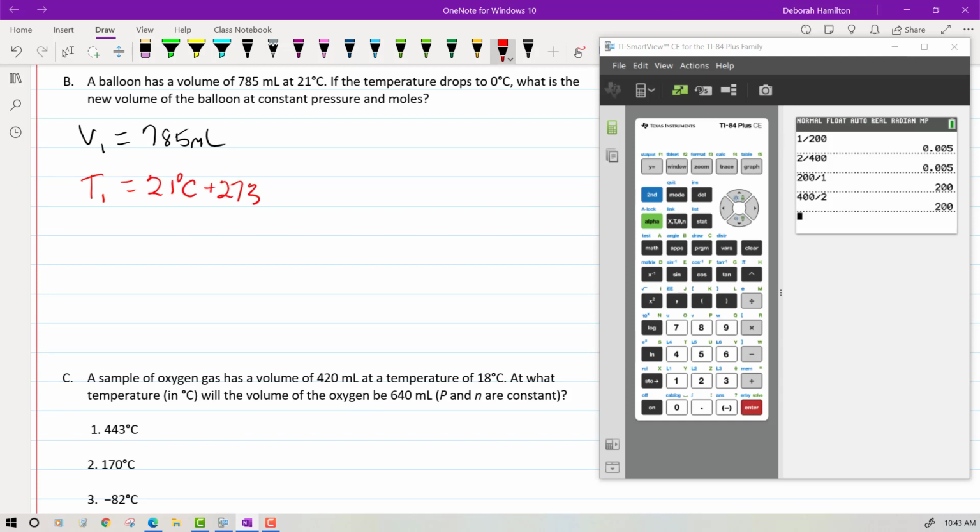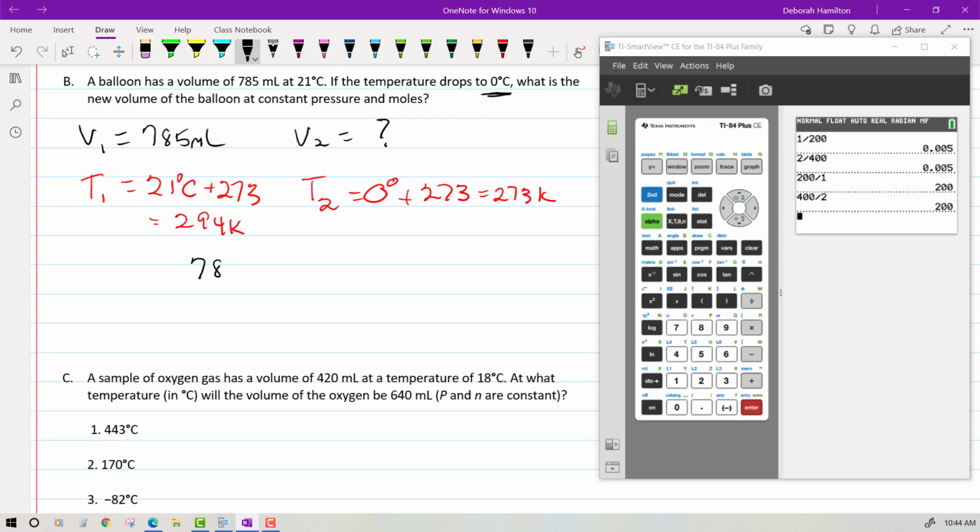Automatically add 273 to that. We're looking for the new volume. And it says, what is the new volume if the temperature drops to 0 degrees? Now you can see right now, if I have 0 degrees in there, and I'm dividing, I'm going to get 0 as an answer. So remember to change it to Kelvin. So we have 273 Kelvin for T2, and we have 294 for T1. Now we can just substitute what we need to do.